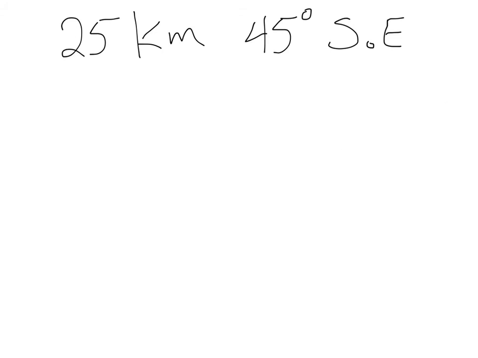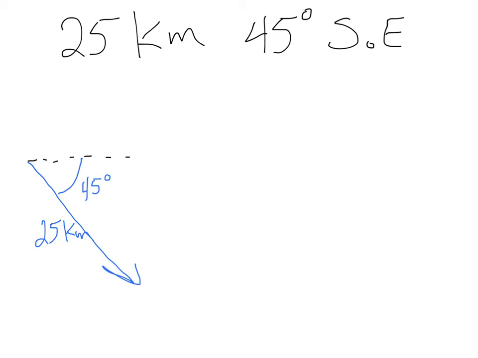So if we're moving 25 kilometers south of east, then our vector is going to look like this. And we'll say that that is 45 degrees and this is 25 kilometers. So that's our first vector.